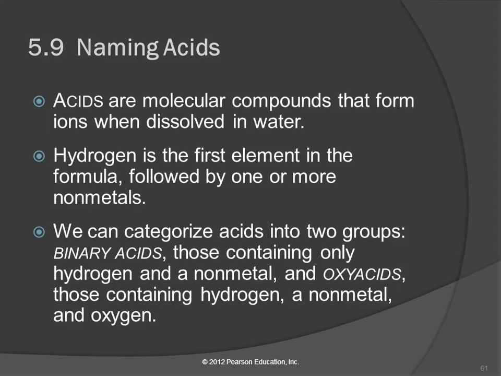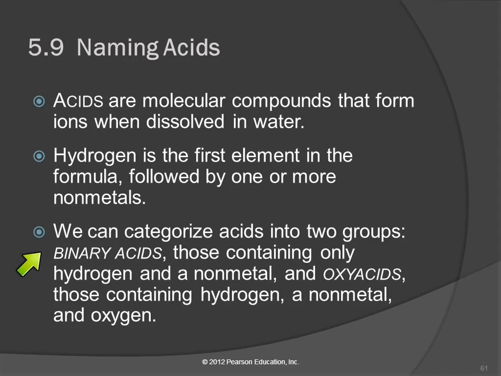Naming acids. Acids are molecular compounds that form ions when dissolved in water. So when we're naming things as acids, they're always dissolved in water. The way we're going to recognize acids in this class is that hydrogen is the first element. So anything that starts with hydrogen is an acid.